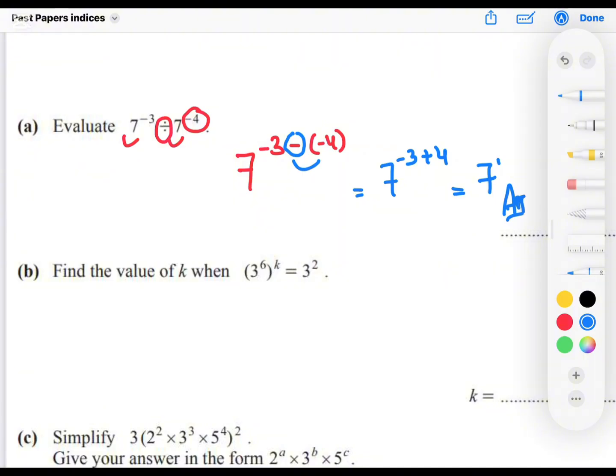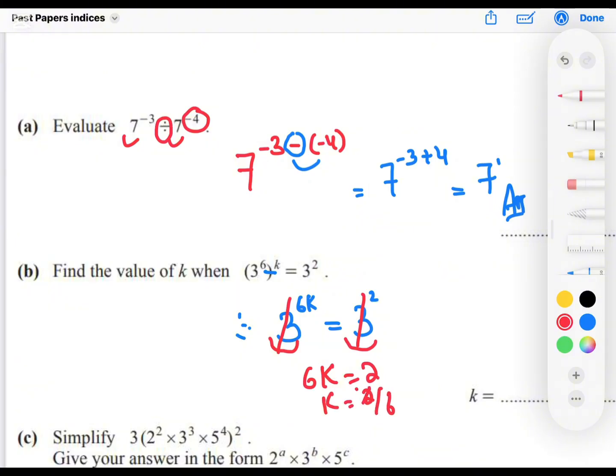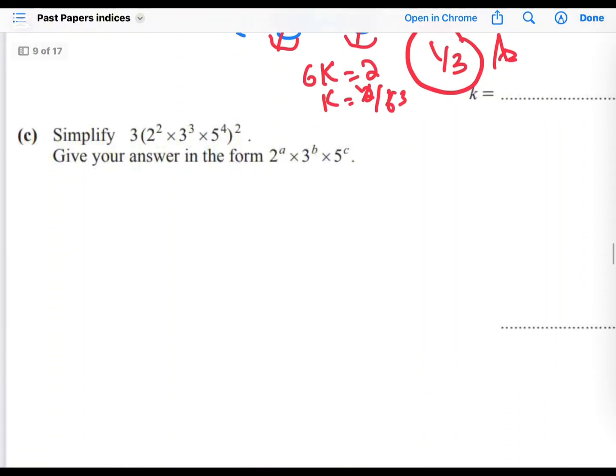Now next part, find the value of k. These two powers are multiplying, so I will write 3 raised to the power 6k is equal to 3 square. As I told you in the starting, there is a rule: when the bases are the same and there is an equal sign between them, the bases will be cancelled out and the powers will become the base. Now 6 will go to the other side and divide, so the value of k will be 1 upon 3. This will be the final answer. I hope there is no confusion in this question.